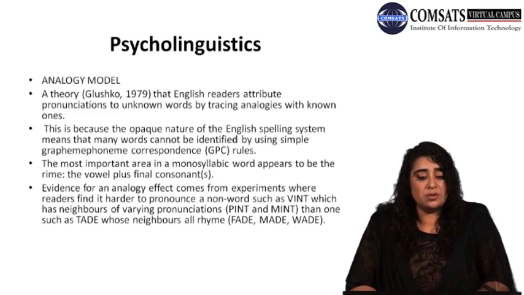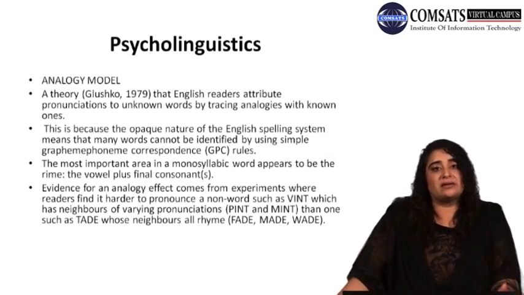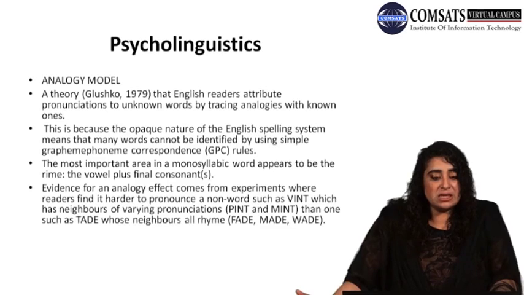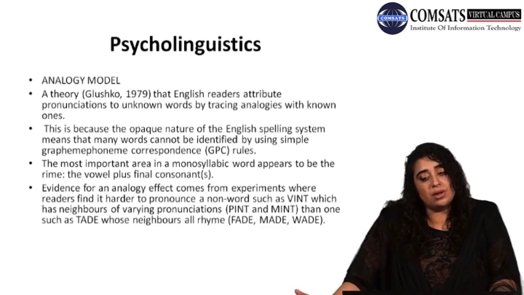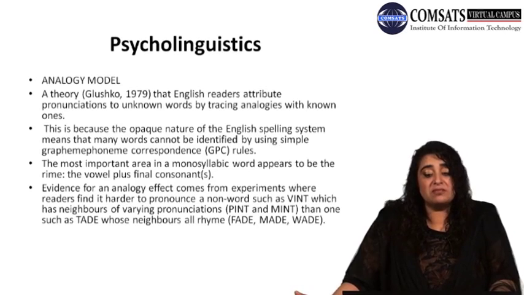The graphophone rules would be that sometimes we cannot simply understand a word by the word itself until we see the context of it. So when pronouncing, maybe we relate it to different things. The most important area in a monosyllabic word appears to be the rhyme, the vowel plus final consonant. Evidence for an analogy effect comes from experiments where readers find it harder to pronounce a non-word such as wint, which has neighbors of varying pronunciations, pint and mint.